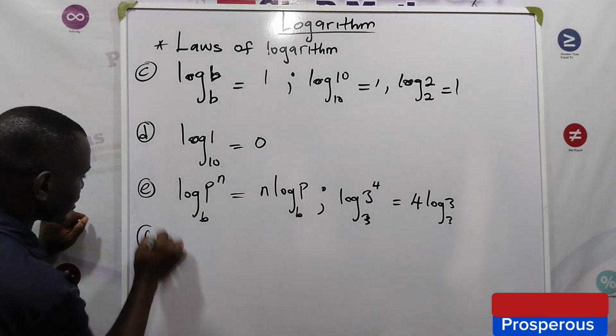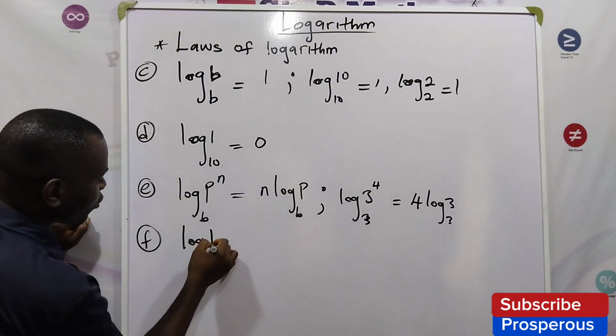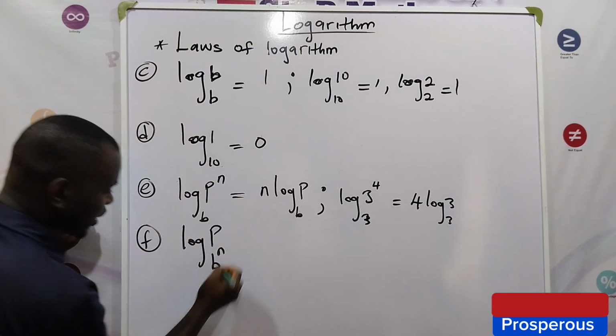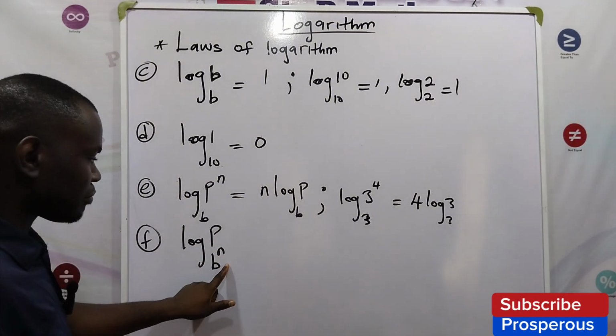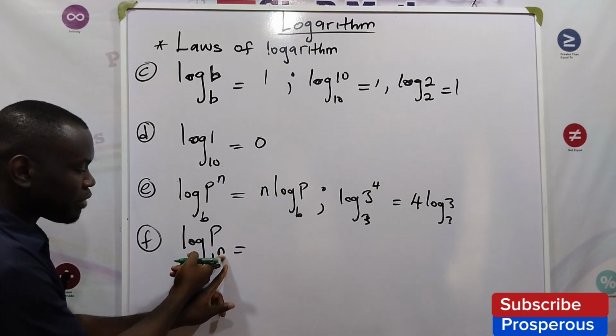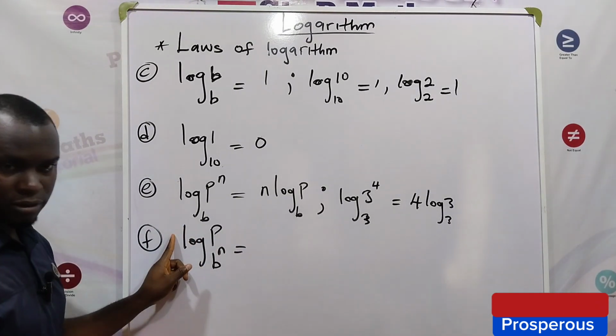In some cases, your base is what has the power and not your log term. Look at it. I have logarithm of p base b raised to power n. Your base has a power. What do we do? This power will come to the front as a reciprocal, right?